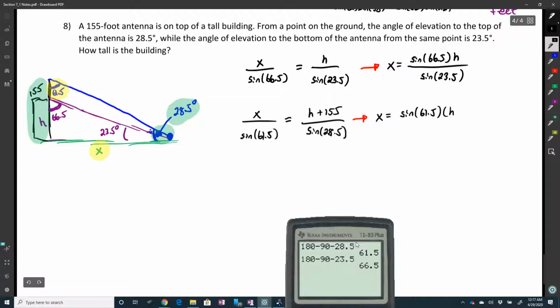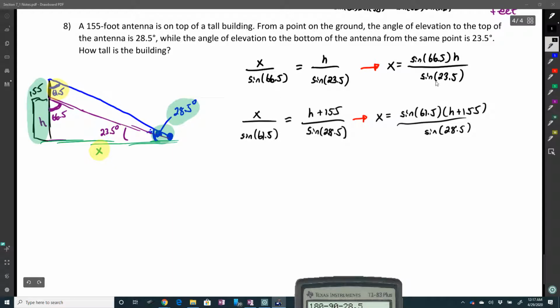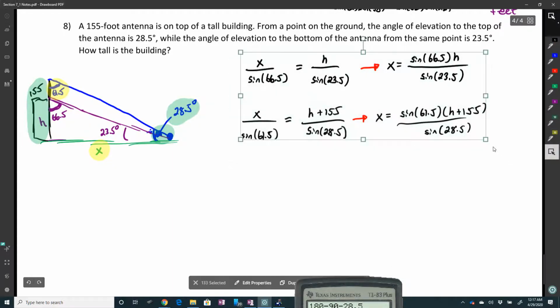And then I get h plus 155 over sine of 28.5. There we go. That's step one. Now these two things are equal to each other, so now I can set them equal to each other.